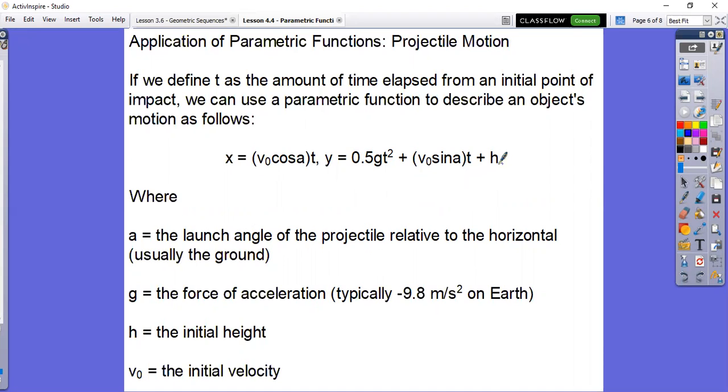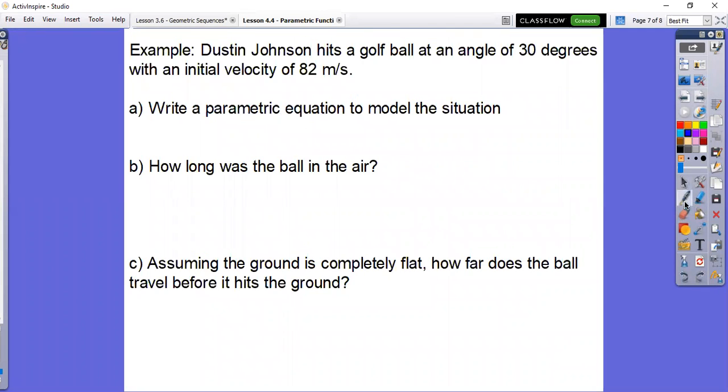And then H is the initial height. It's whatever height the projectile starts at. So we're going to take a quick look at a problem. We're not going to completely solve the problem, but we're going to take a look at it. We'll finish solving it in class.